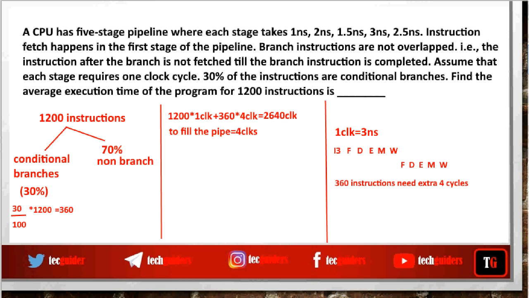So total how many clock cycles to complete the program? 2644 clock cycles, and each clock time period is 3 nanoseconds. So the total execution time is 2644 into 3 nanoseconds, which is 7932 nanoseconds.